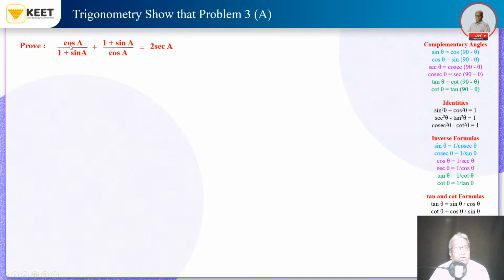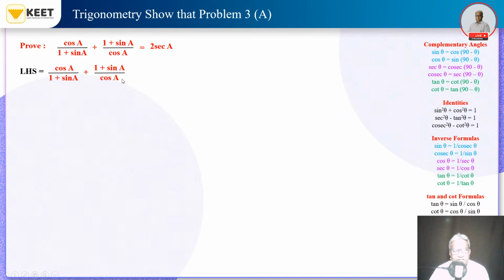Prove that cos A upon 1 plus sine A plus 1 plus sine A upon cos A equals 2 sec A. So take the left hand side of the show that problem. So left hand side is cos A divided by 1 plus sine A, then a plus sign, and 1 plus sine A upon cos A.